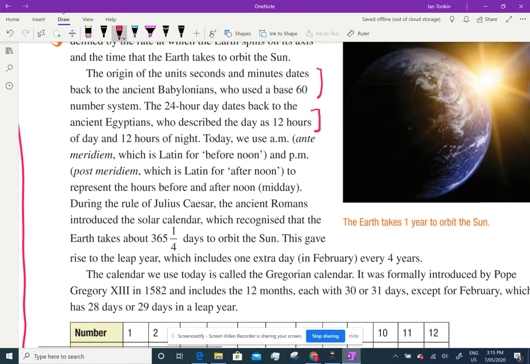We use AM and PM. And AM stands for ante meridiem, which is Latin, and it means before noon. And PM stands for post meridiem, which is Latin for afternoon. And they represent the hours before noon, midday, and afternoon in the afternoon.